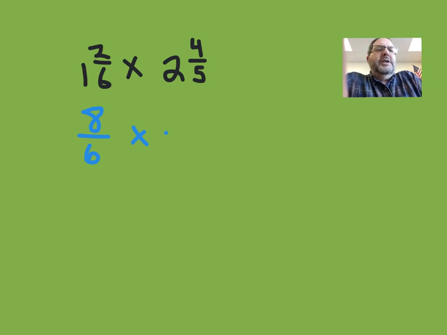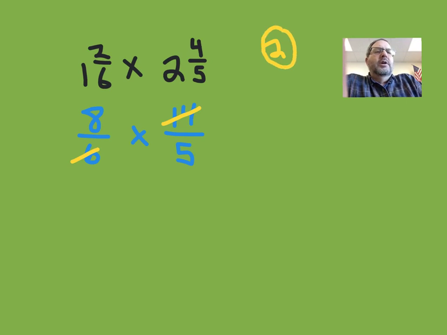To turn my second fraction, I'm going to do 2 times 5 to get 10. 10 plus 4 is 14. So my new top number is 14, 14/5. Now, earlier I demonstrated some cross-canceling. Again, I'm going to do some cross-canceling in this because I do want to give myself easier problems. I'm crossing out the 6 and the 14 because I can take the number 2 out of both of those. 14 divided by 2 is 7, and 6 divided by 2 is 3.